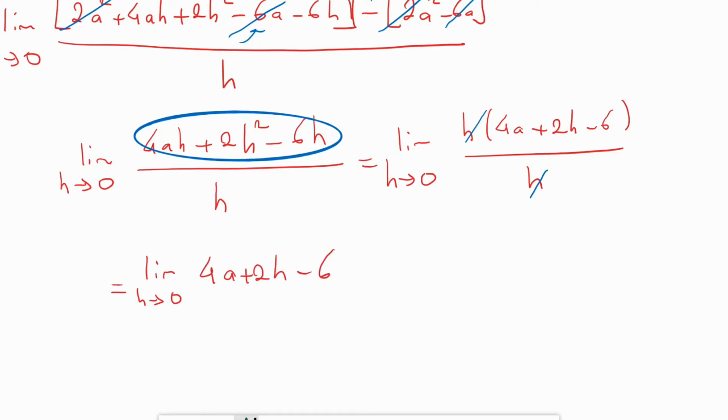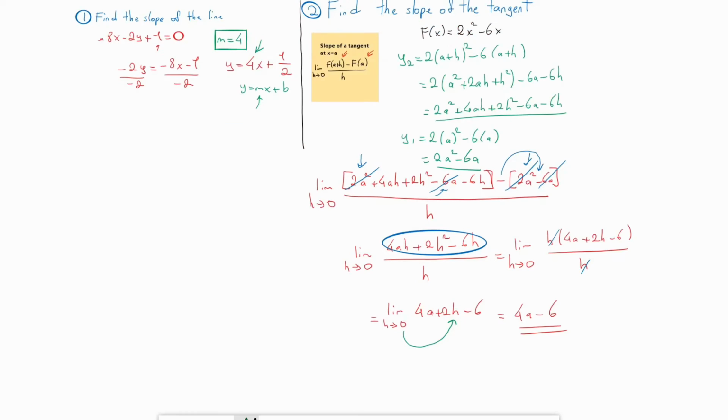Now, in order to find the actual solution, I'm going to plug 0 in for h. So I'm left with 4a - 6. If we look at the first portion of the question, we said this line and this equation will have the same slopes. So I found the slope of the first line, and I found the slope in an equation for f(x).